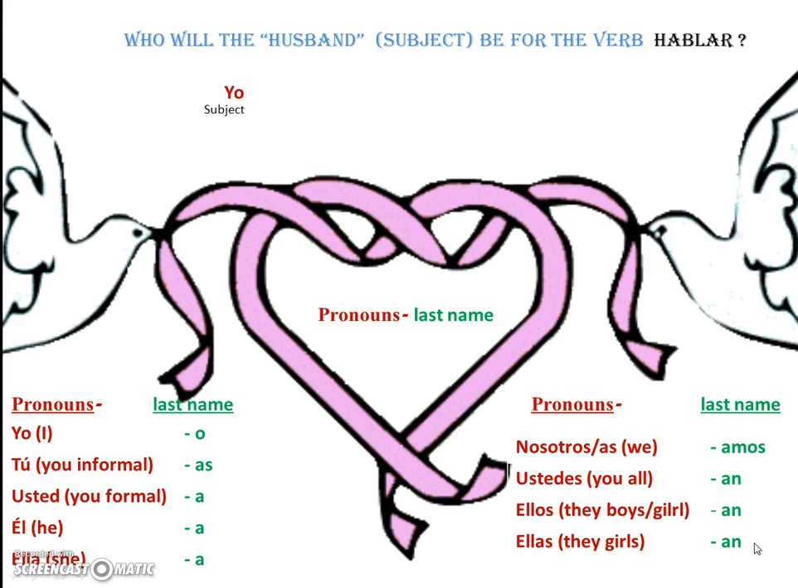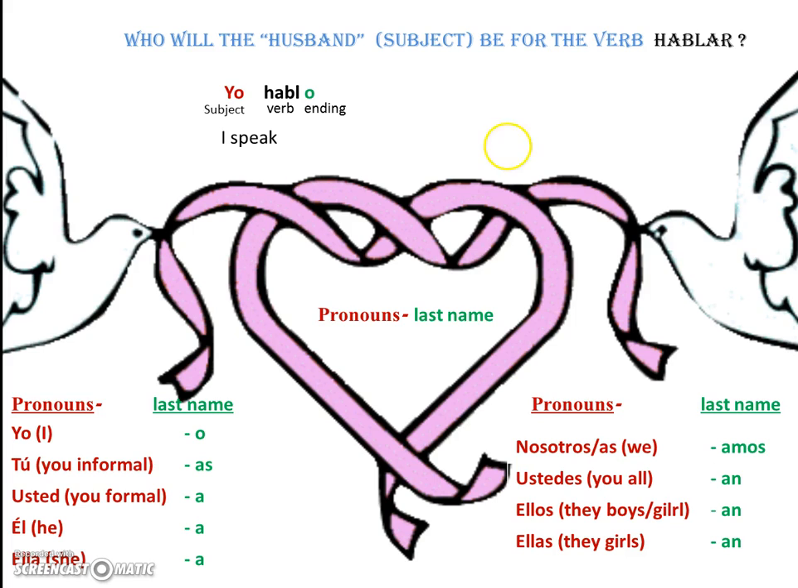Okay, so let's put this into action. Here's your subject, yo, that would be the husband. Here comes the verb hablar, which is getting married. That means it loses its last name. And since the husband was yo, we look at the last name for yo. It's an O. Yo hablo, which means I speak.